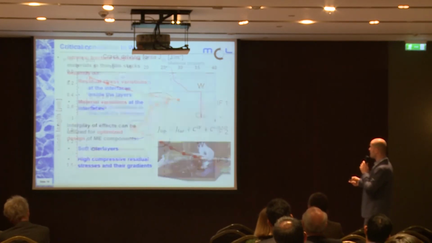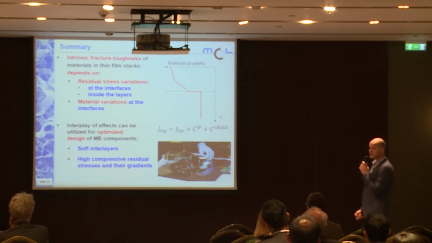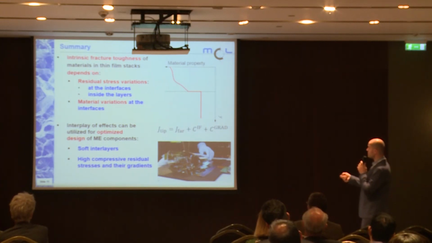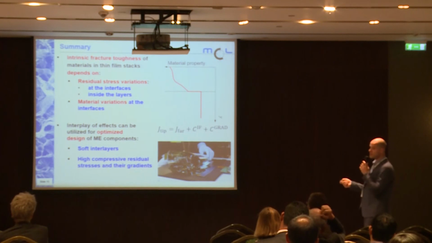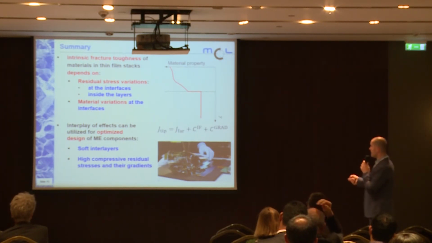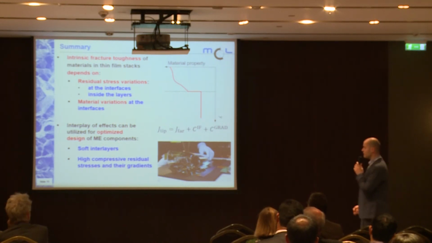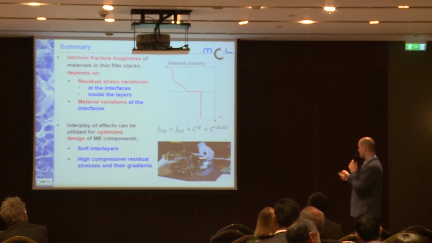So in summary, the intrinsic fracture toughness of materials in thin film stacks depends on the residual stress variations at the interfaces and inside the layers, and on the material variations at the interfaces. And you could also have material variations inside the layers, of course. The interplay of those effects can be utilized to optimize the design of microelectronic components.